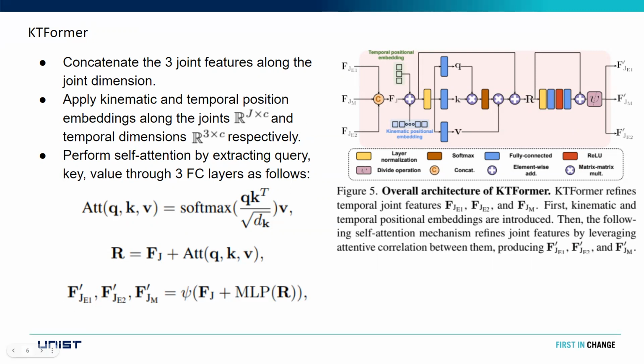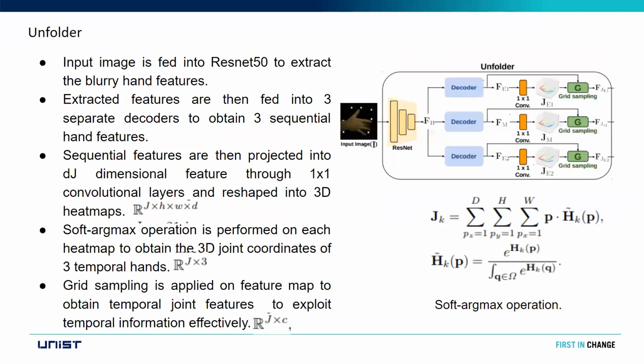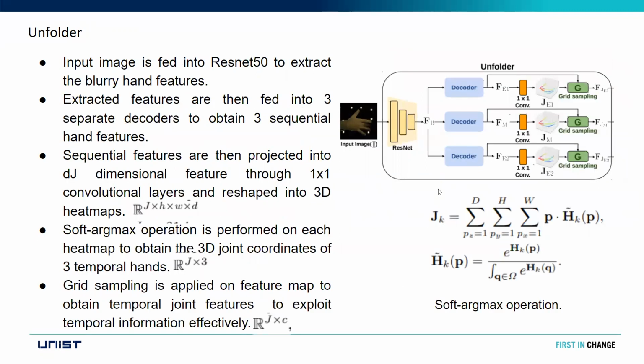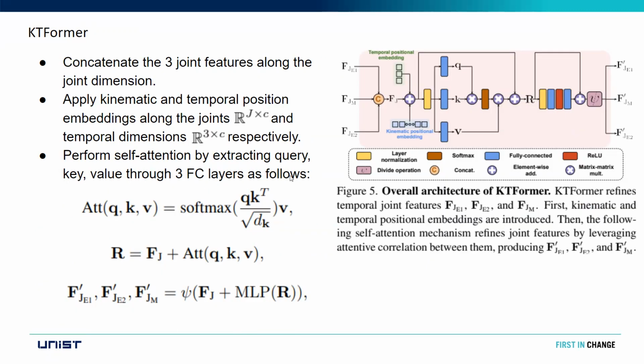This is the independent function. It's 3. Yeah, here we have 3. So we have the unfolder, and from the unfolder we take this and put it in the KT formula, and we get these features. In the end, we have a J by 3 dimension feature map.